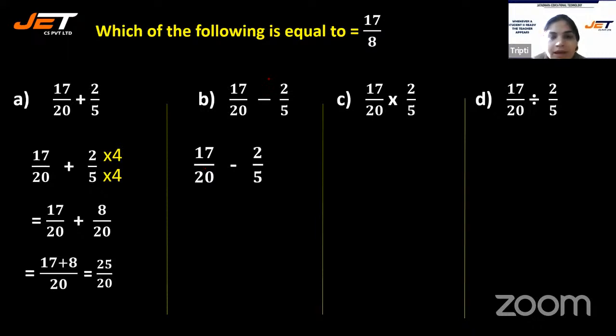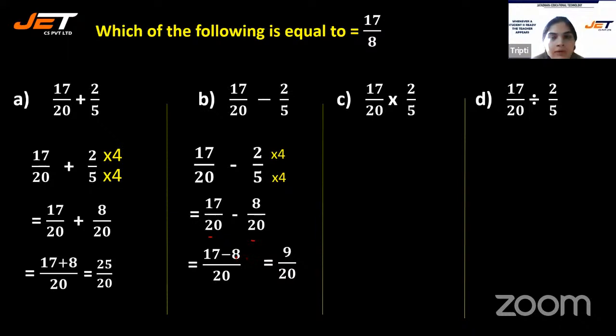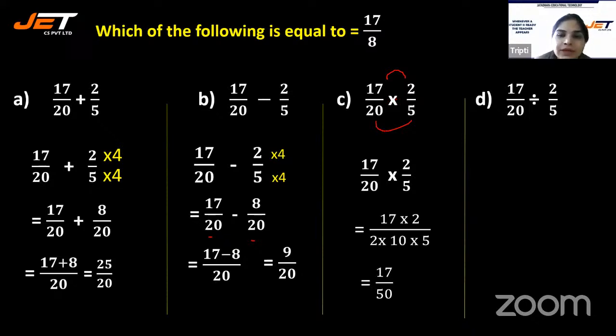Right? Same thing for subtraction. The fractions with same denominator are 17 by 20 and 8 by 20. I'll subtract that. 17 minus 8 is 9 by 20. Next one, for times, it's 17 times 2 and 20 times 5. What I have written is 17 times 2 as it is. I did not solve it. And for 20, I have written 20 as 10 times 2, times 5, as it is. So the 2 cancels, and 17 by 10 times 5 is 50. 17 by 50 is the answer.